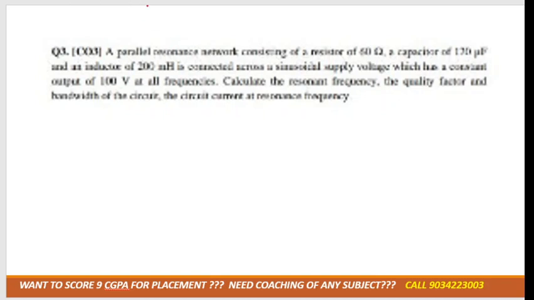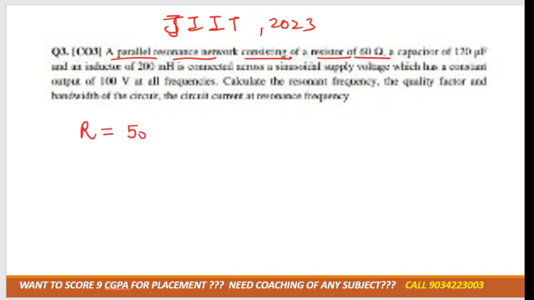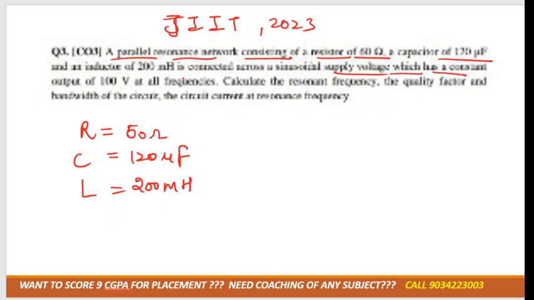Now see this question. This is the question of parallel resonance, right? So a parallel resonance network consisting of a resistor, we have the resistor value 50 ohm, and the capacitance value is 60 ohm, capacitance is 120 microfarad, and the inductance value is 200 millihenry, right? Is connected across a sinusoidal voltage which has a constant output voltage of all frequencies. Voltage value is 100 volt.